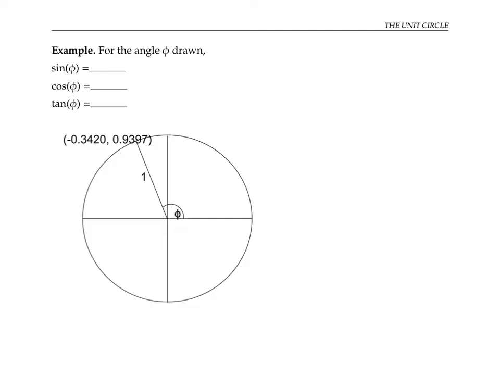Let's use this unit circle definition to calculate sine, cosine, and tangent of this angle phi. In our figure, we have a unit circle, and these numbers are supposed to represent the x and y coordinates of this point on the unit circle at the endpoint of this line segment that lies at angle phi from the positive x-axis. Sine phi is equal to the y-coordinate. Cosine phi is equal to the x-coordinate. And tangent of phi is given by the ratio of the two, which works out to negative 0.3639 up to 4 decimal places.